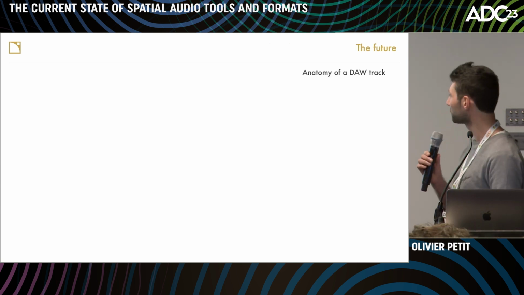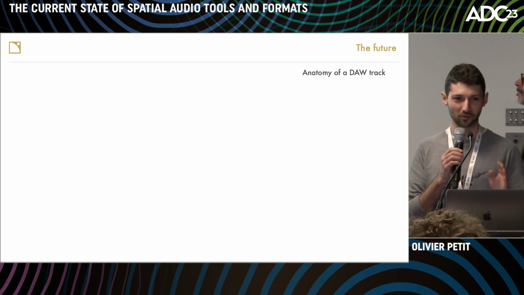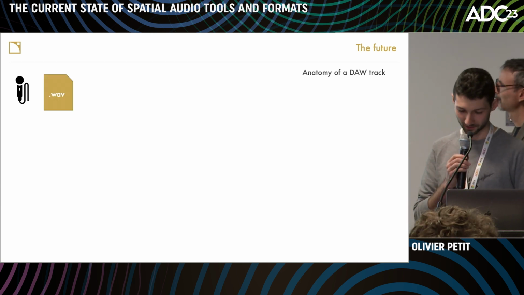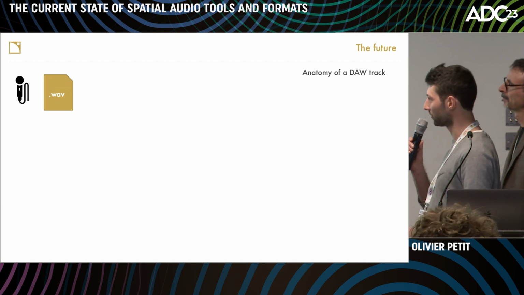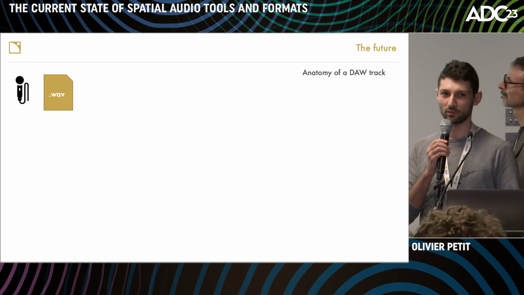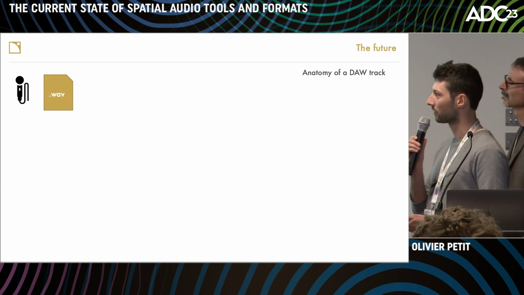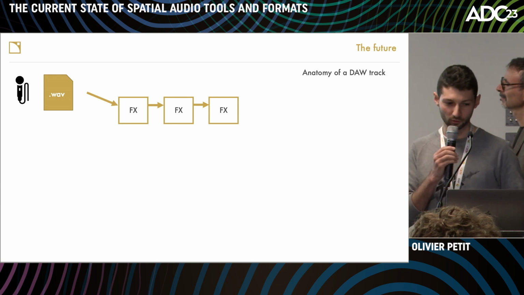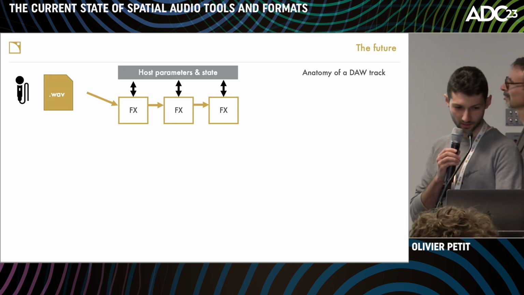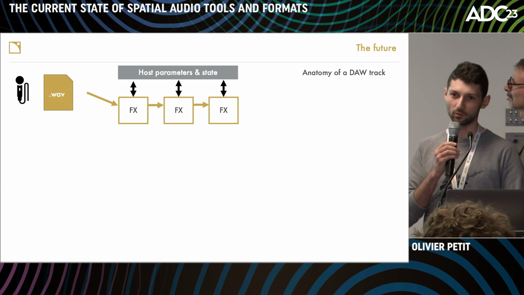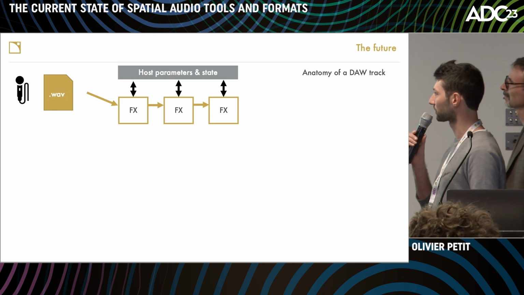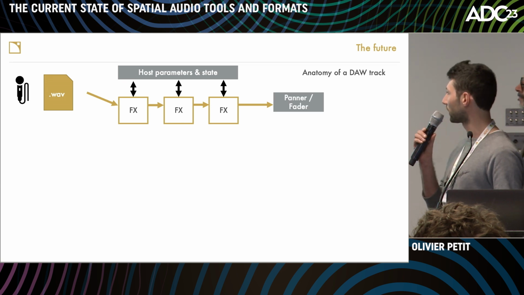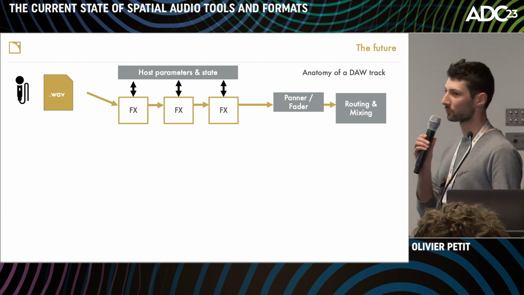So if we look at a DAW track, I'm using the word track here. I know some DAWs think outside the box and don't have tracks. But I think you'll see what I mean. So first we start with some audio, either a live input that we're going to be recording, and once we've done our recording, we have a WAV file or whatever. Then we have an effects chain, and I'll talk a little bit more about that later. Effects can talk to the DAW to set and get parameter states. Effects can't talk between each other. Actually, that's quite important. After that, we've got our panner and fader, and then our routing and mixing.